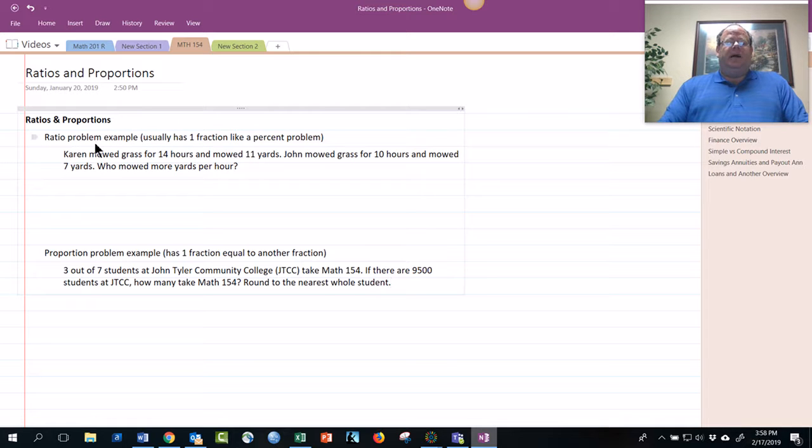So a ratio problem usually just has one fraction in it, kind of like a percent problem does. Sometimes it will have two. Typically, you're comparing the two ratios somehow. That would be like what our first example does.